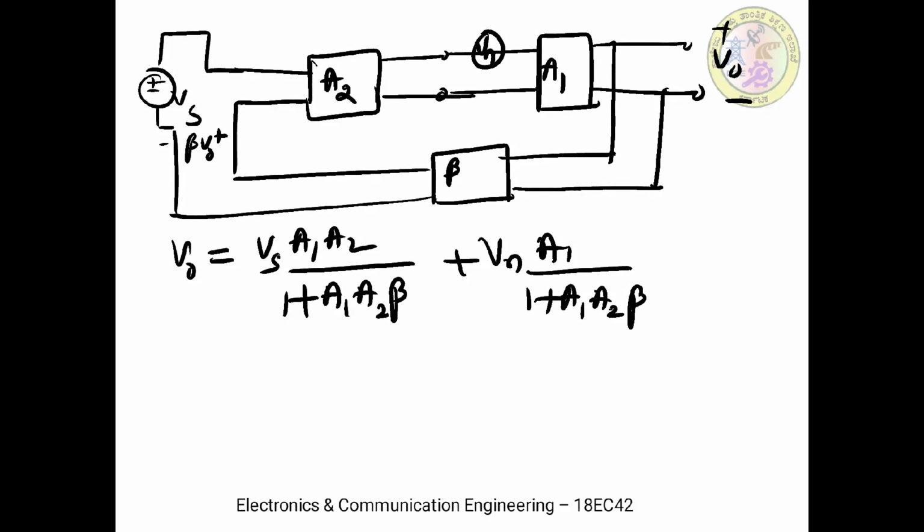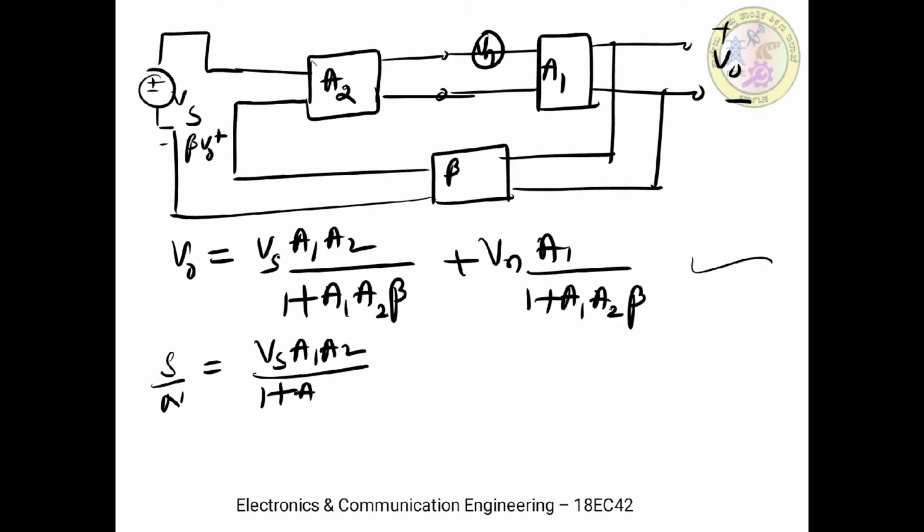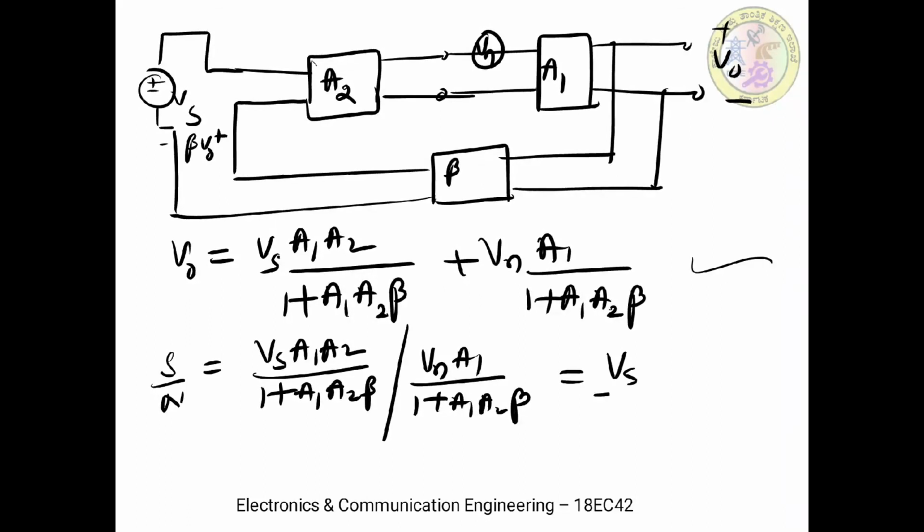This is the V0, which is found out by the superposition rule. Now at the output, we are able to calculate the SNR. So SNR will be equal to the signal part, which is Vs A1 A2 divided by 1 plus A1 A2 into beta, divided by the noise part, which is Vn A1 divided by 1 plus A1 A2 into beta. On simplification, this gives Vs by Vn into A2.